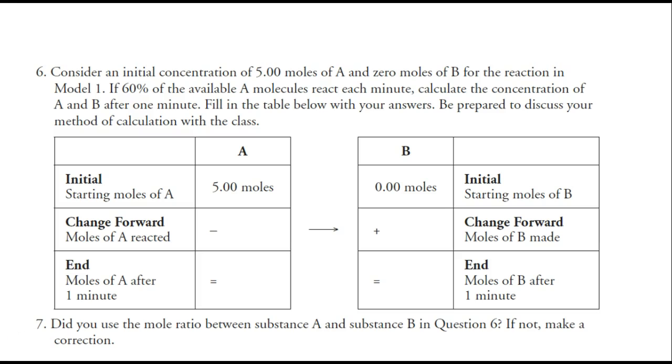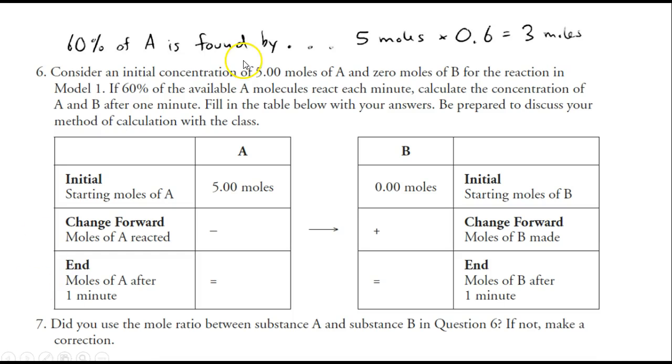The next part that I thought might be kind of tricky is question 6, which starts to tie some values, some quantities into the whole mix here. Using the same reaction, A turning into B, the question says, what if you had 5 moles of A and 0 moles of B initially, but you knew that 60% of the A molecules reacted each minute, and it asks you to calculate the quantities at the end of that first minute. The first thing you need to do is be able to find 60% of those 5 moles. I assumed most people could do this, but if you're not quite sure, simply take the 5 moles times 0.6. This tells you 3 moles of A reacted.